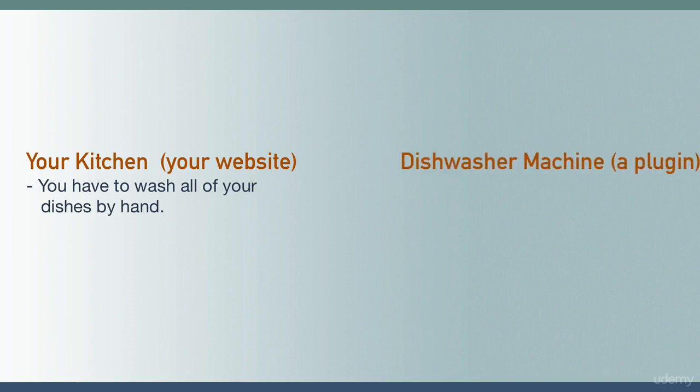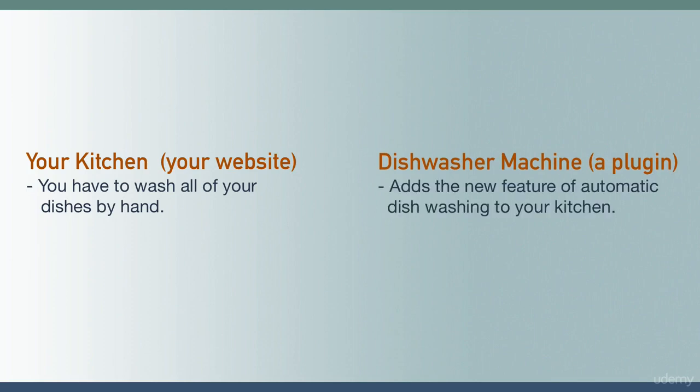Here's a quick metaphor. Think of your kitchen as your WordPress website. When you first moved into your house, imagine that your kitchen did not have a dishwasher machine, and so you had to wash all of your dishes by hand. So in order to add the feature of automatic dishwashing to your kitchen, you need to install a dishwashing machine. Think of the dishwashing machine as a plugin. You install it within your kitchen to add the new functionality and new features of automatic dishwashing.